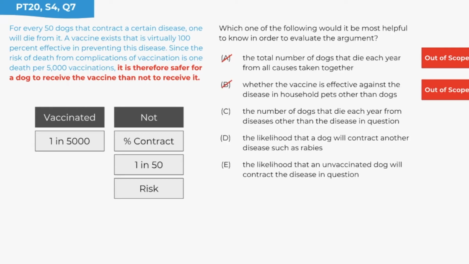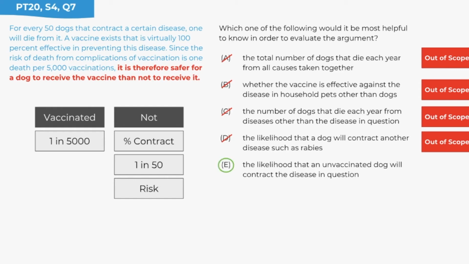It's out of scope. Answer choice C says the number of dogs that die each year from diseases other than the disease in question. Well, so long as those diseases are affecting both groups equally, it shouldn't have any impact on whether it's safer to be vaccinated against this particular disease or not. So those other diseases are simply out of scope again. D, the likelihood that a dog will contract another disease such as rabies. Again, those other diseases are not relevant here. Let's get rid of D. It's out of scope. E, the likelihood that an unvaccinated dog will contract the disease in question. That's exactly what we were looking for. We can pick E with confidence and move on.